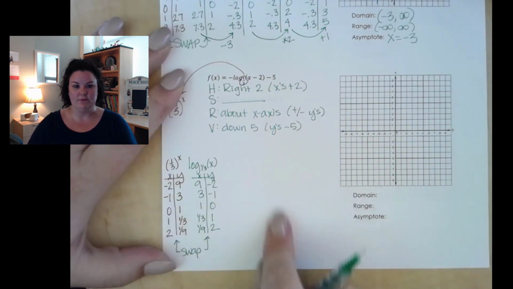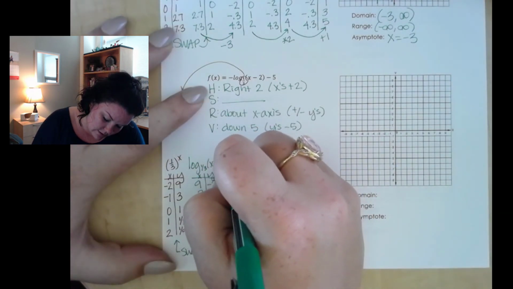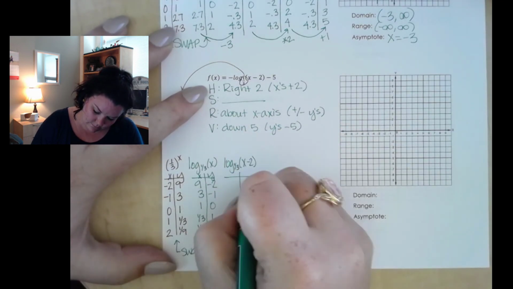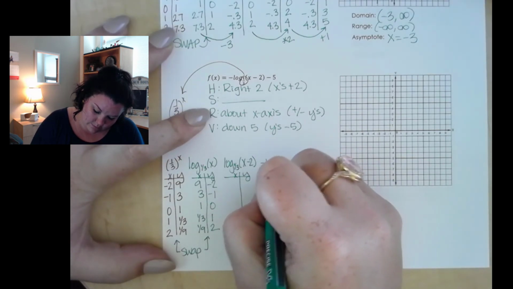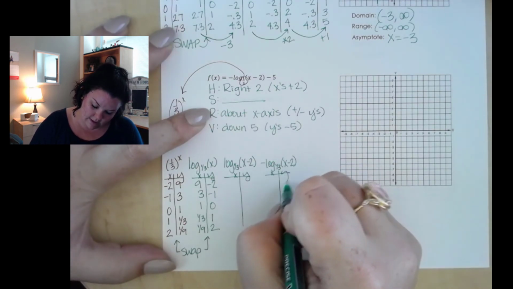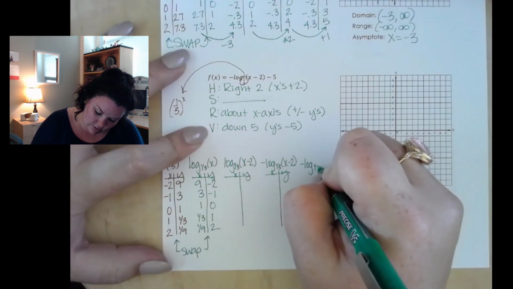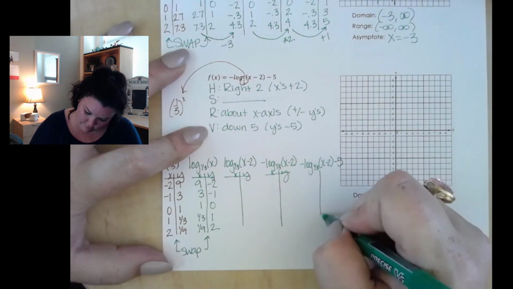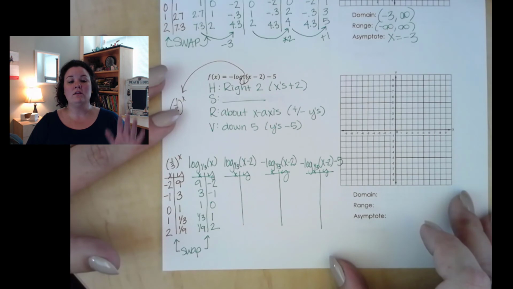I'm actually going to list out the tables like I did on the last one, and then I'll fill them in. So the horizontal shift is going to make this look like log base 1/3 of x minus 2. And then we have our reflection, which makes it look like negative log base 1/3 of x minus 2. And then we have our vertical shift down 5. So now it looks like negative log base 1/3 of x minus 2, minus 5. All right, so I have all of our shifts written out.